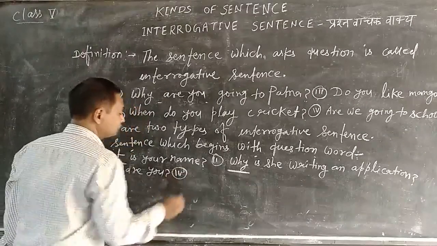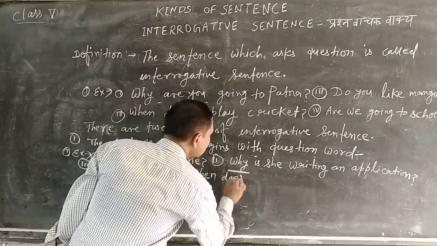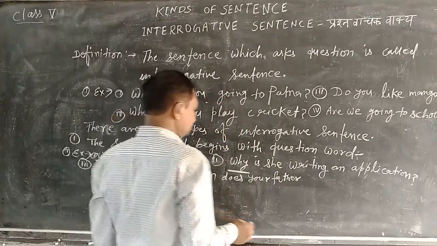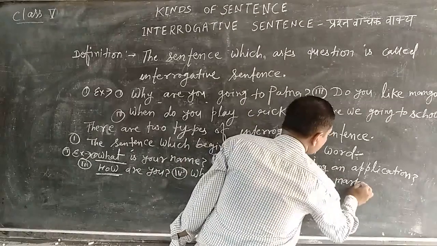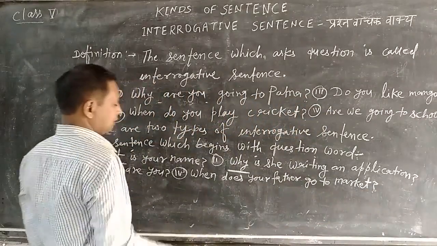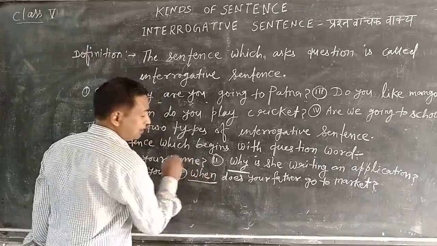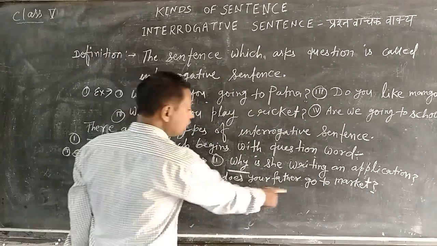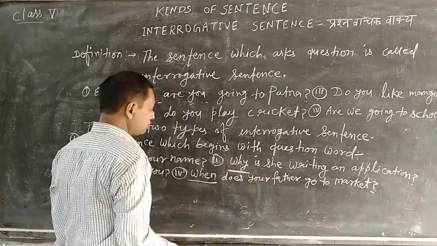In the fourth example, when does your father go to market? This interrogative sentence also begins with question word and ends with question mark. When does your father go to market? आपके पिताजी बाजार कब जाते हैं?